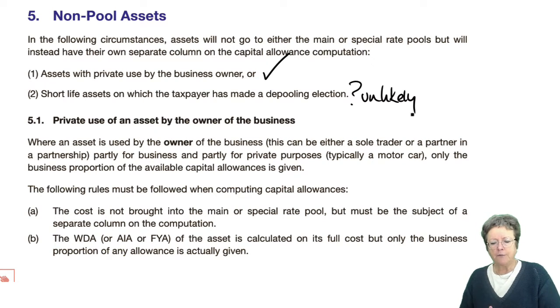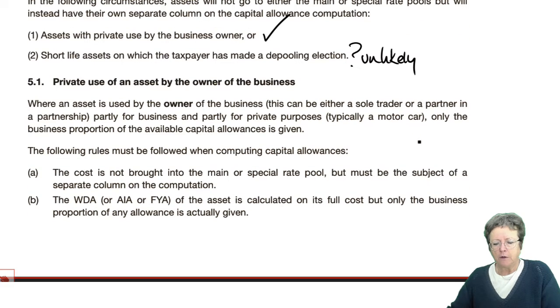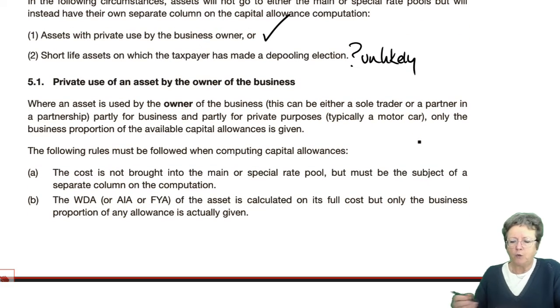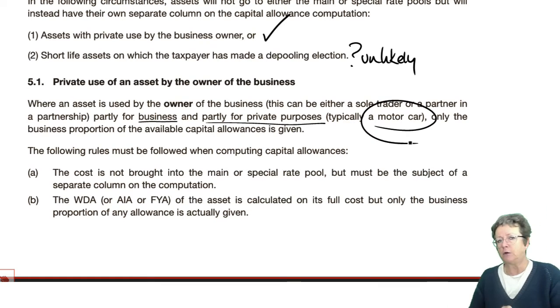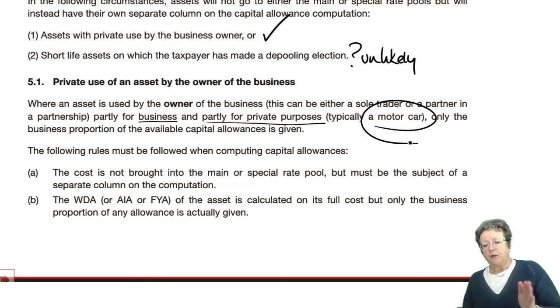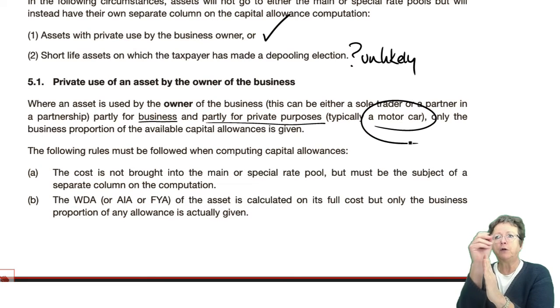Now, the private use of an asset, sole trader or partnership, it's where it's used partly for business and partly for private use, and typically it's a motor car. So only the business proportion is available for capital allowances. So what we do is we put that vehicle, and we'll stick to vehicles because it's the easiest, in a column on its own with private use or private car or something as a heading at the top.